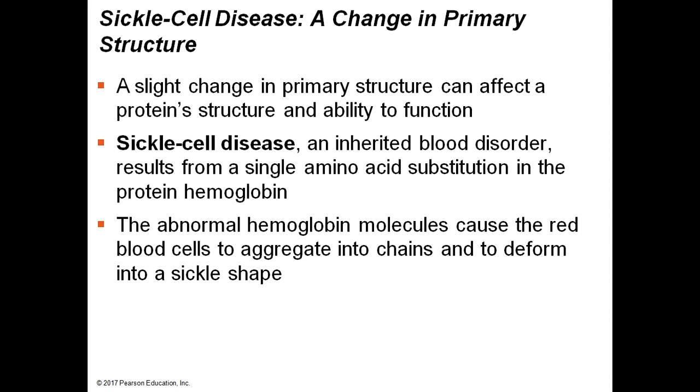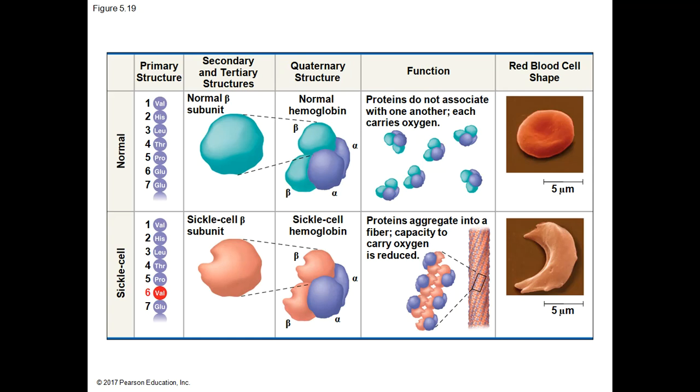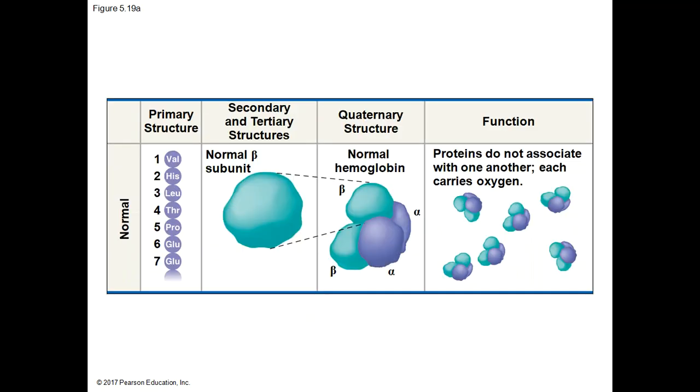A slight change in primary structure can affect a protein's structure and ability to function. Sickle cell disease, an inherited blood disorder, results from a single amino acid substitution in the protein hemoglobin. The abnormal hemoglobin molecules cause the red blood cells to aggregate into chains and to deform into a sickle cell shape. This is depicting it here. You can see the substitution in the sickle cell there at number 6, valine, where it should have been glutamic acid. And then as you look across, you can see what the change in shape means, and it changes the structure of the protein, and therefore it changes the red blood cell shape.